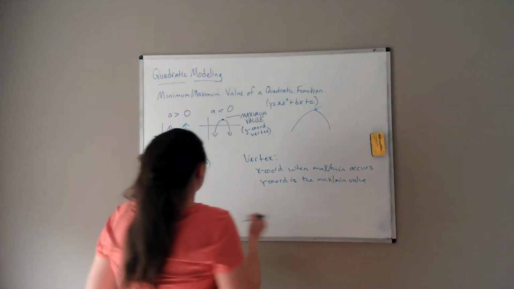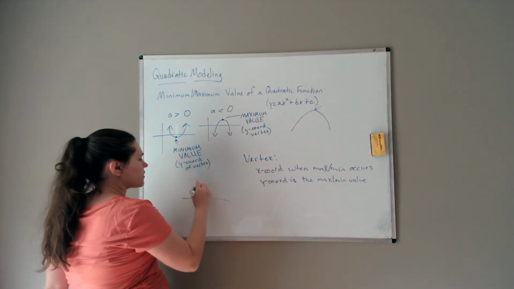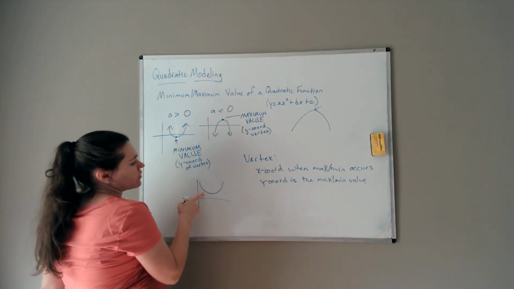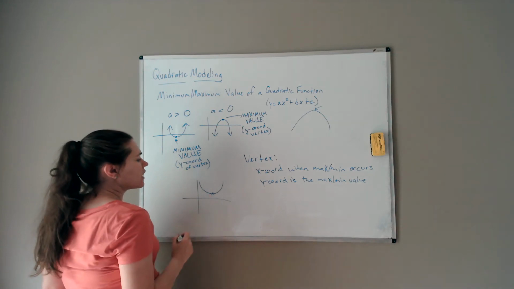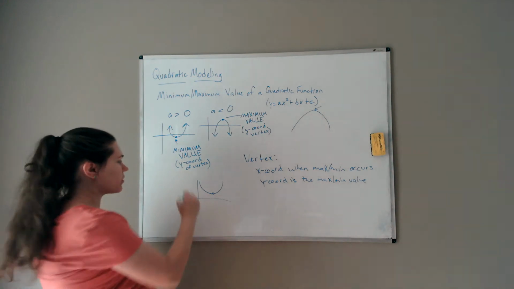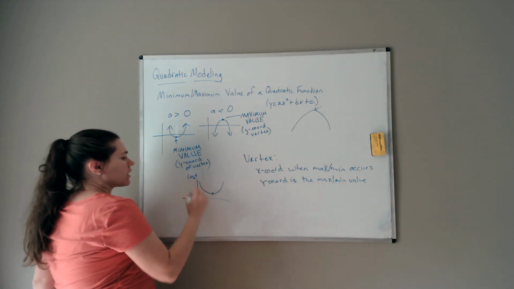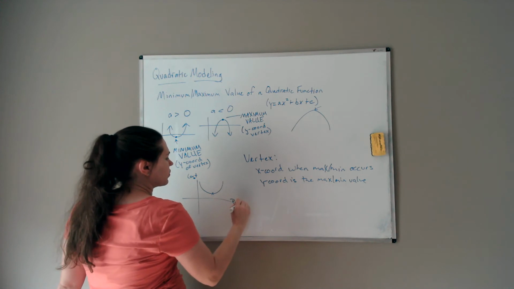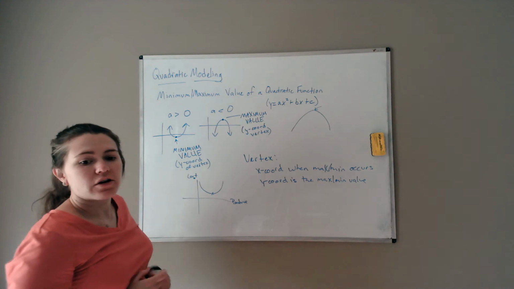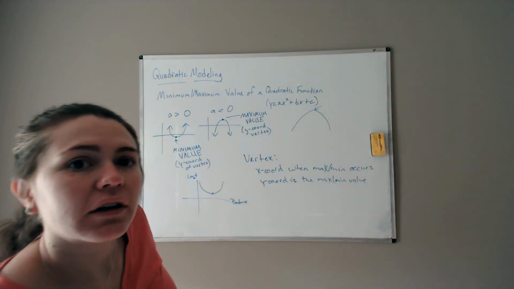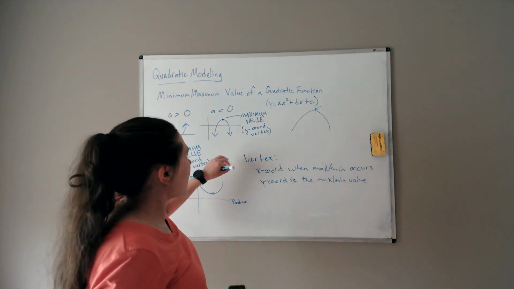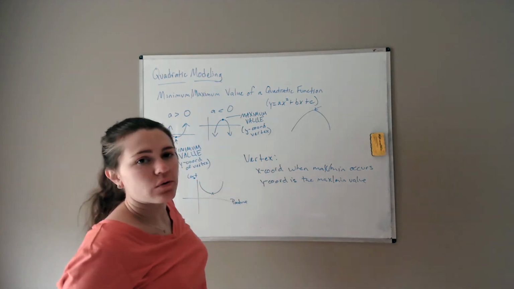A company could come up with a way of figuring out how many things to produce and their costs, and it might look like this type of quadratic, and this point right here is how much should be produced to make a minimum cost, if the output was cost and the input was how much to produce. So the maximum and minimum value of a quadratic function is important. The x coordinate of the vertex is when it will occur, and the actual maximum or minimum is the y coordinate of that vertex.